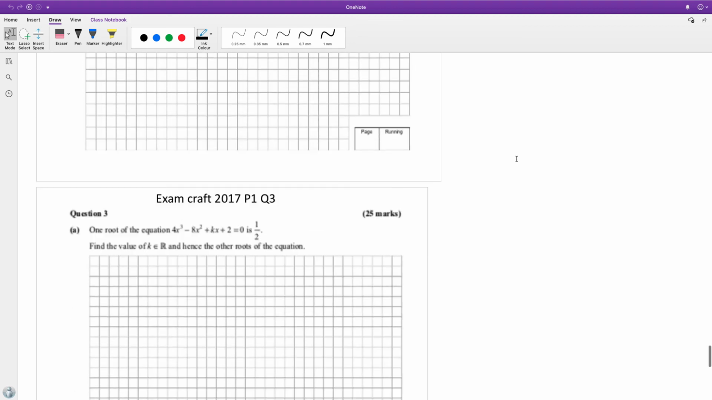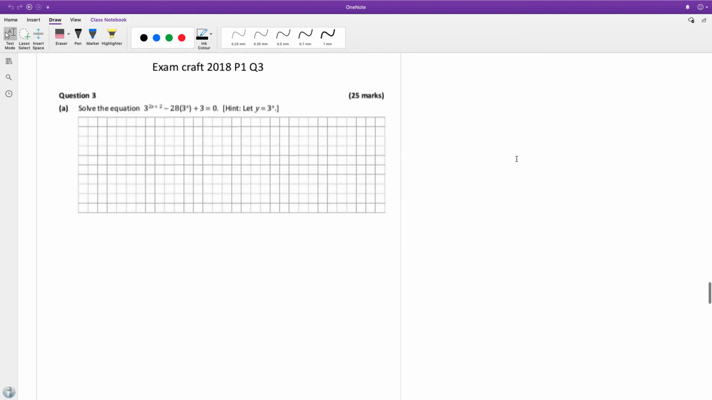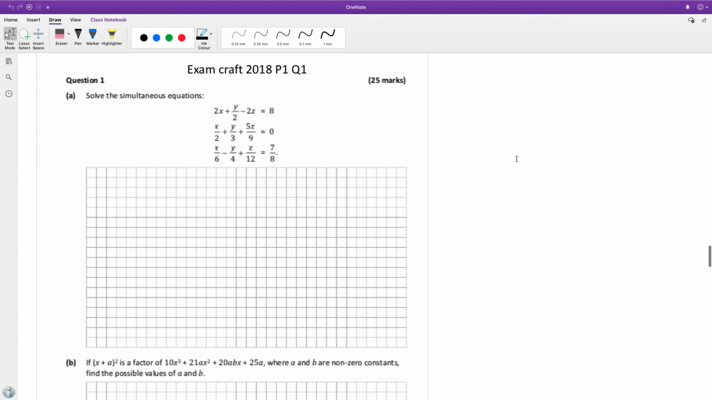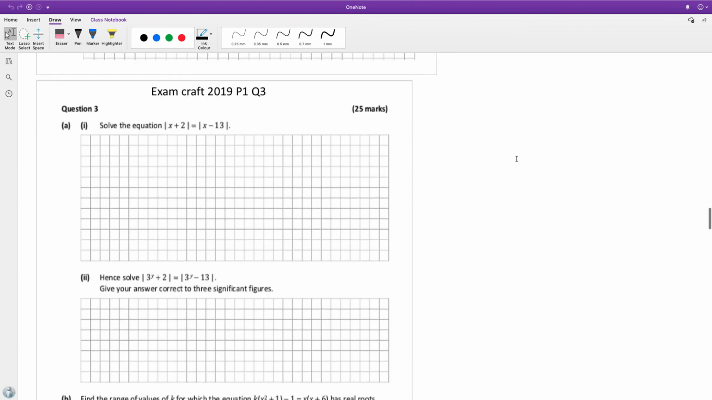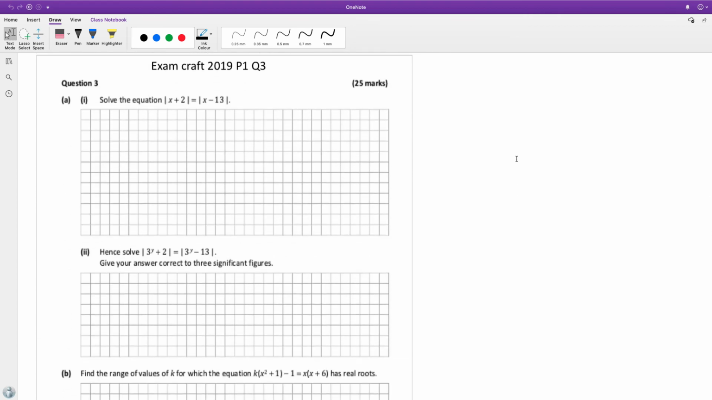What am I going to do? Not going to do that. No. Right, off we go. Exam craft 2019, paper 1, question 3. Last 10 minutes. Have a go at this. Yeah, exam craft 3. You're going to be doing the DE. I think you do the double one. Yes, the DE.